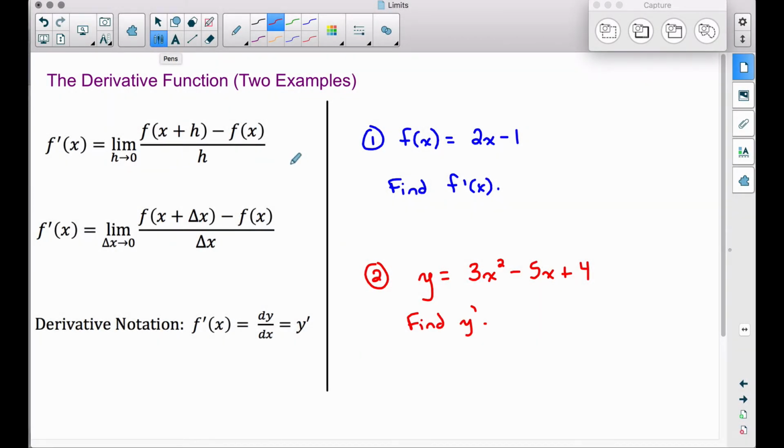In this video, we're going to look at two examples of finding the derivative function. This is going to be the long way, the first way that you will see how to find the derivative in your Calculus 1 course. There will be much shorter and faster ways of doing this in the future.